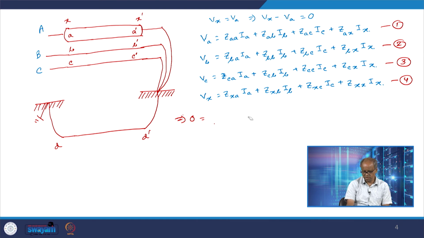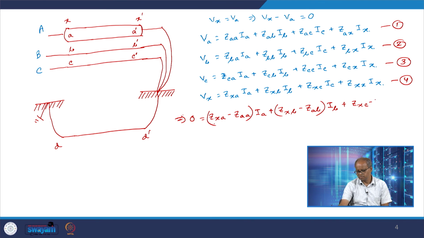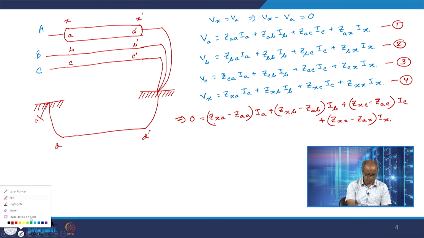So it is ZXA because it is Vx minus Va. So ZXA minus ZAA into IA plus ZXB minus ZAB into IB plus ZXC minus ZAC into IC plus ZXX minus ZAX into IX. So this I call equation 5.